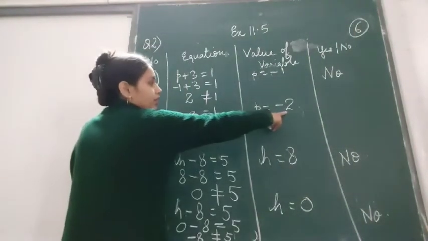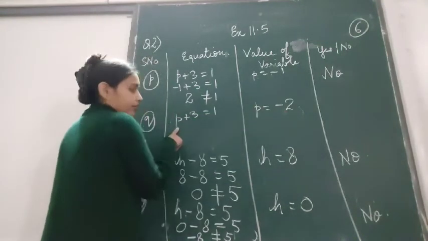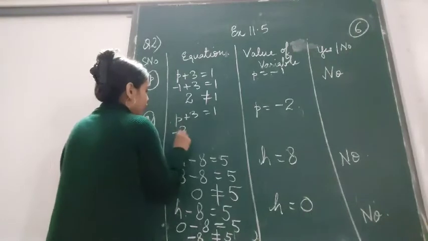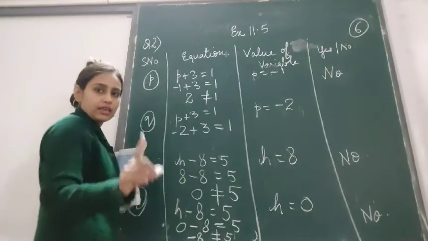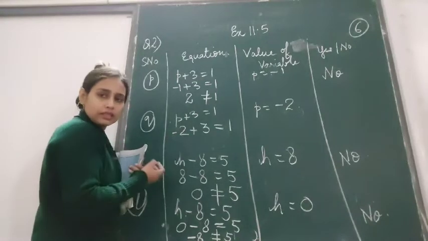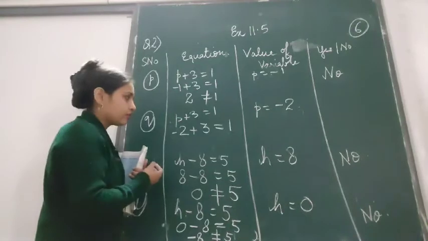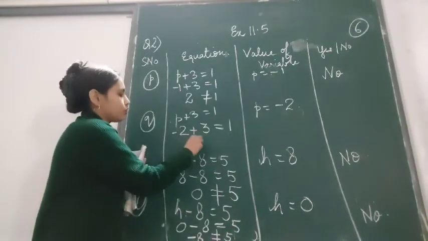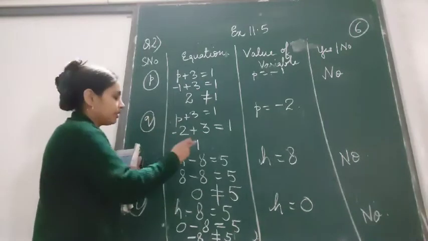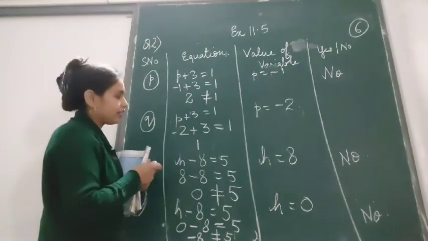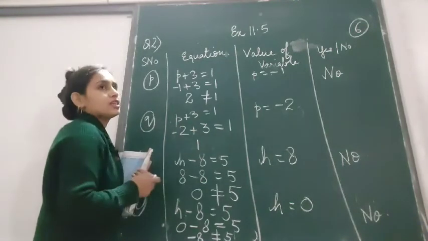So here we will write P is equal to minus 2. We put the value of P. So minus 2 plus 3 is equal to 1. Now children, once again, minus plus is minus, that means we will subtract. Okay. So 3 minus 2 gives us 1. Now whose sign will this 1 take? It will take the sign of the greater number. So forget about the sign and just check the numbers.